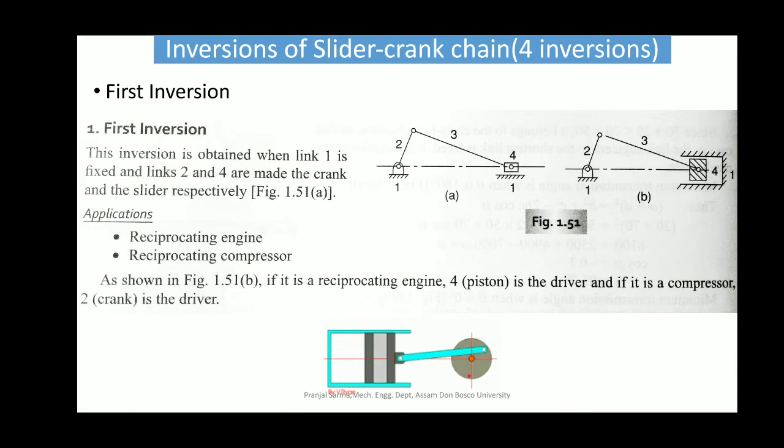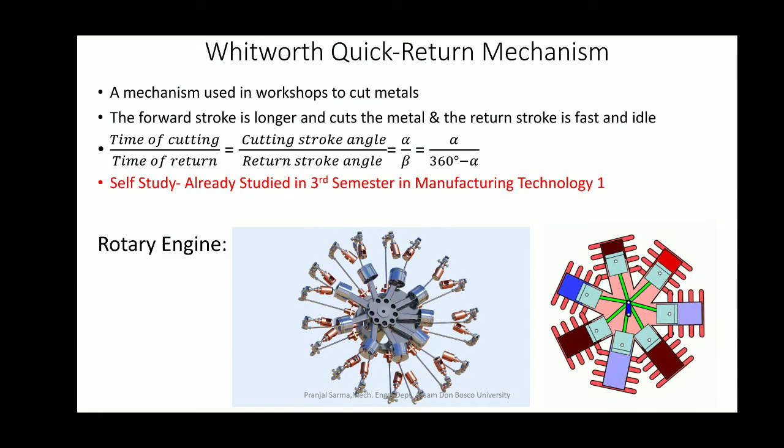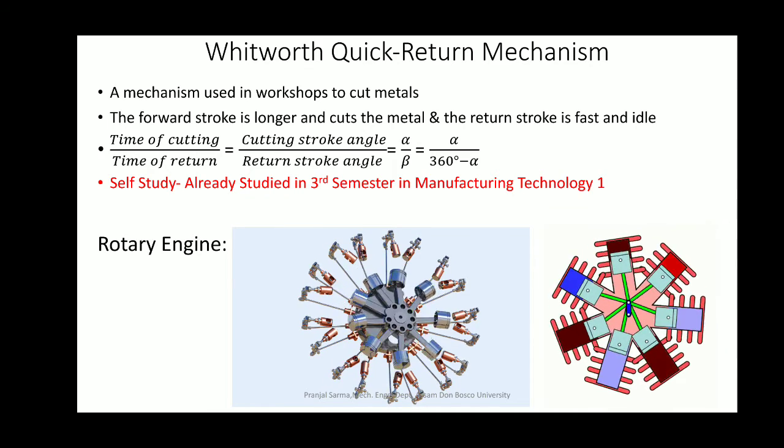Similarly, later on we have discussed the inversions of the slider crank chain. Here also we have discussed all four inversions. In the first inversion we have seen how a reciprocating engine as well as a reciprocating compressor can be obtained. Similarly, in the second inversion we have discussed the Whitworth quick return mechanism and the rotary engines, which are basically used in the shaper machine in your workshop as well as in light aircraft, etc. So those things we have discussed.